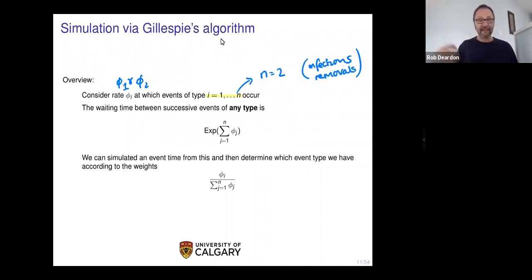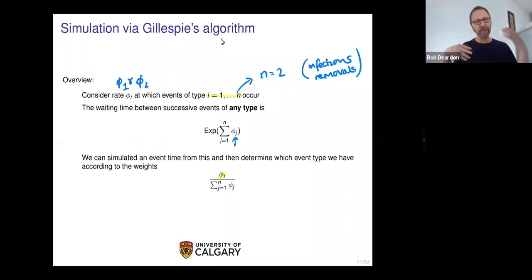It turns out you can show quite easily that the waiting time between successive events of any type, ignoring whether it's an infection or removal, is given by an exponential distribution with a rate parameter which is the sum of the component rates. So I can simulate from that exponential to tell me when the next event will occur. Then in a second step, I can determine which type of event it is by sampling from the weights: phi 1 normalized by phi 1 plus phi 2, and phi 2 normalized by phi 1 plus phi 2.